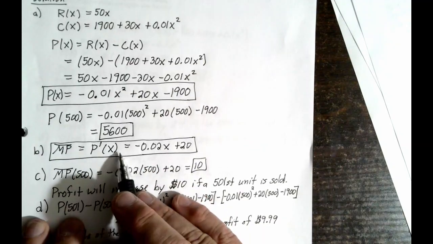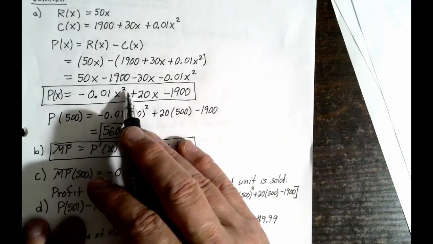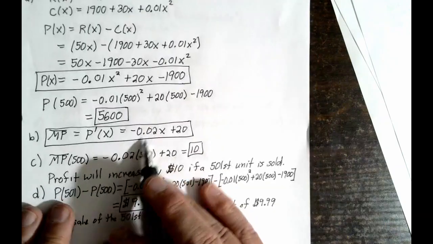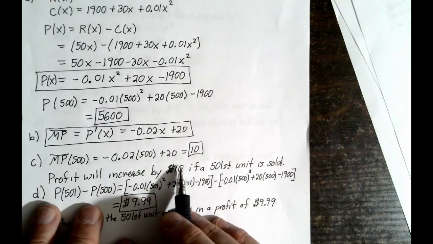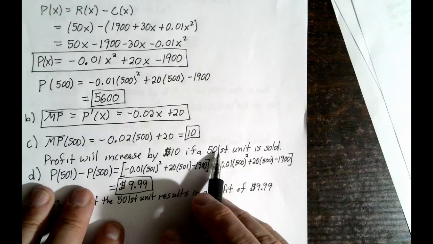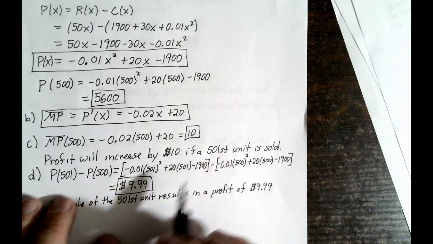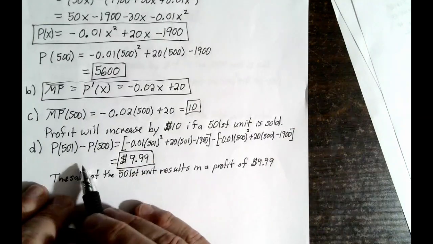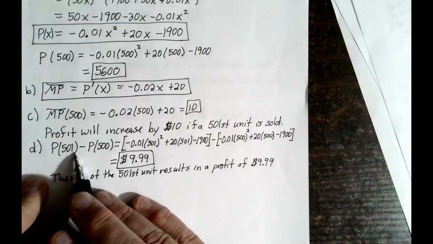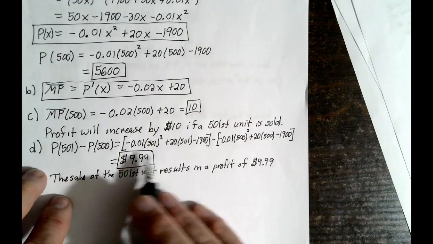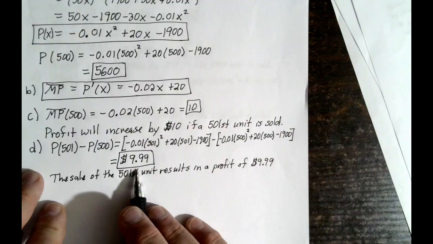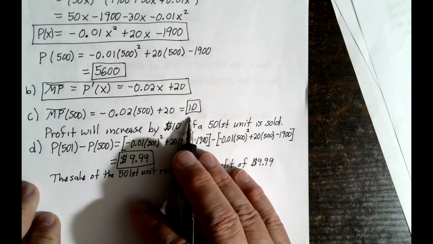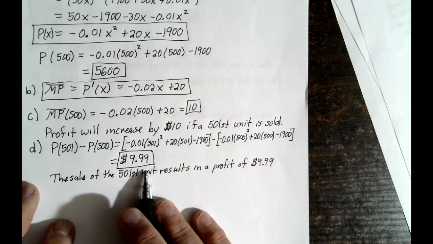And marginal profit is simply taking the derivative of the profit function, and you get this guy here. When you plug in 500 and you get 10, that means the profit will increase by $10 if the 501st unit is sold. Now what's the actual price? You look at the price to make 501, the price to make 500, and you take the difference and you get $9.99, where we predicted it was $10. That's only off by 1 penny.